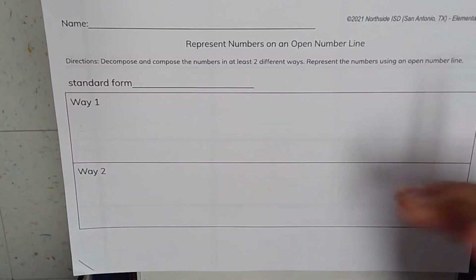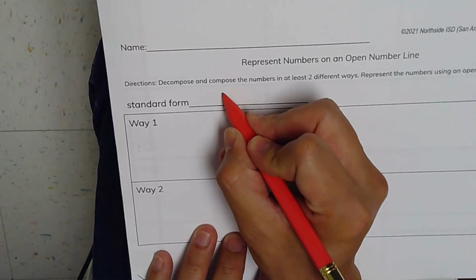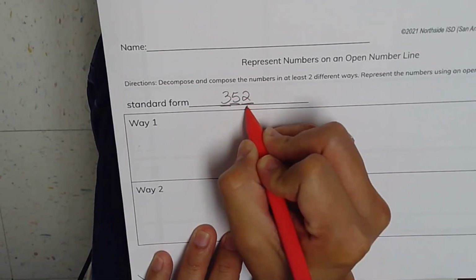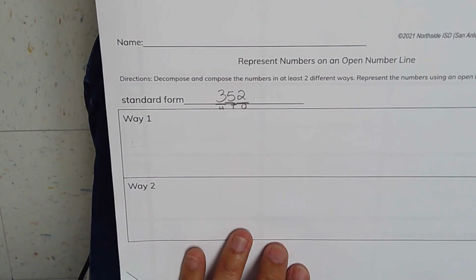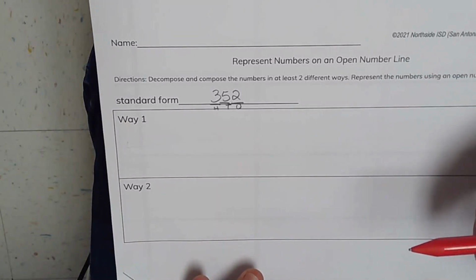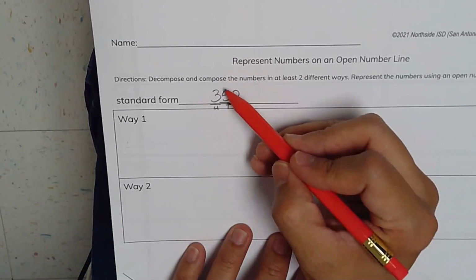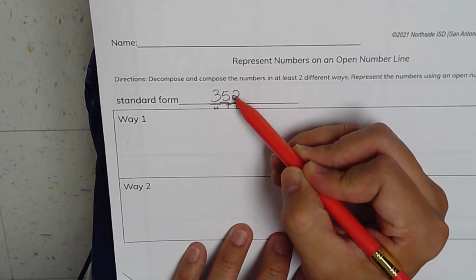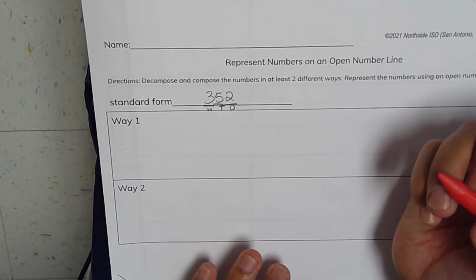So when I give them a standard form number, let's start off with, I don't know, 352. I still have them label everything because that's going to help them. Then I tell them, if we can decompose the number 352, what is the value of each digit? We have a 3 in the hundreds place, a 5 in the tens place, and a 2 in the ones place. So now we want to know what the value of each digit is.